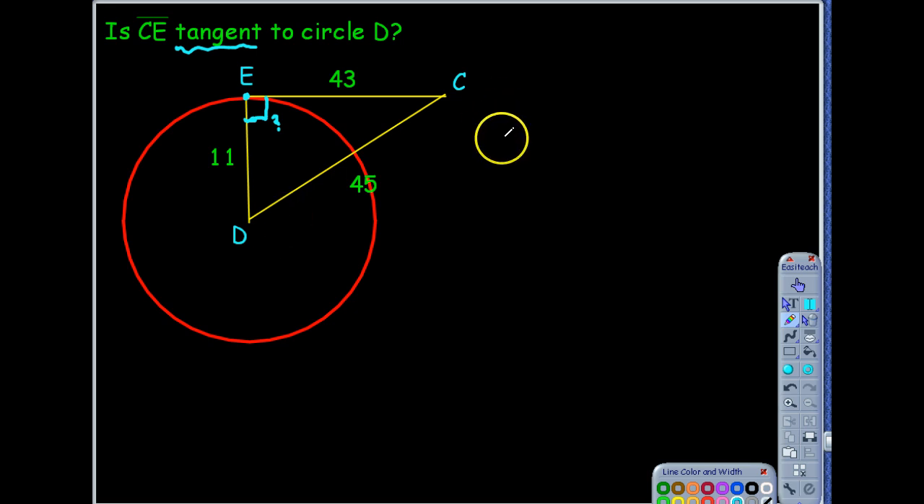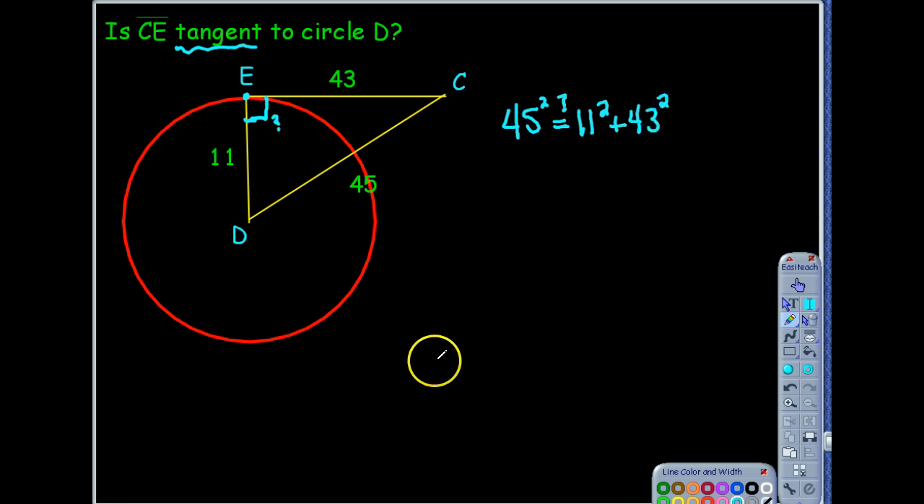All right, so we are going to be using what? We're going to use the Pythagorean theorem converse. So we want to see, does 45 squared equal 11 squared plus 43 squared?